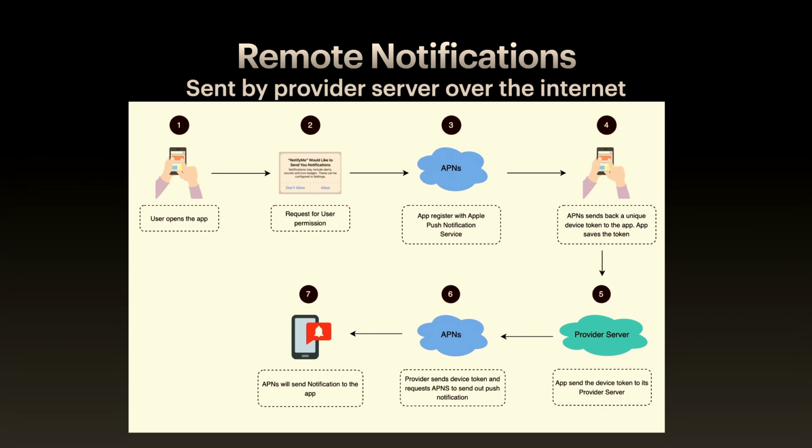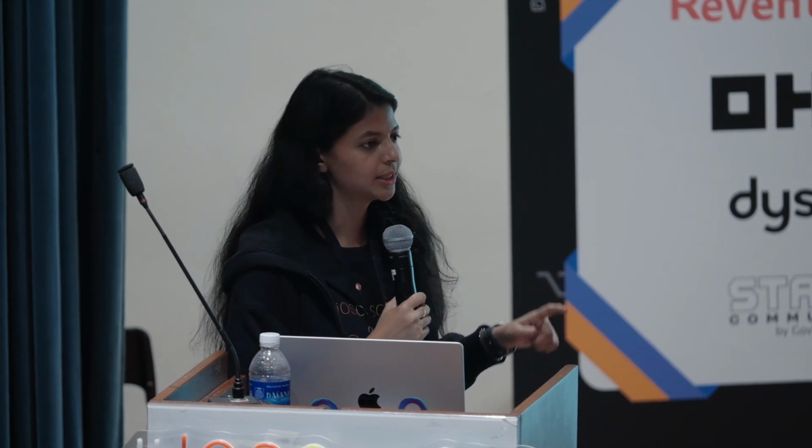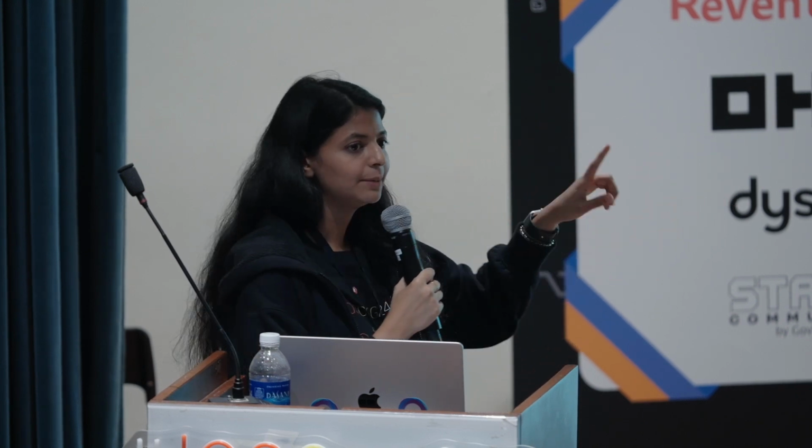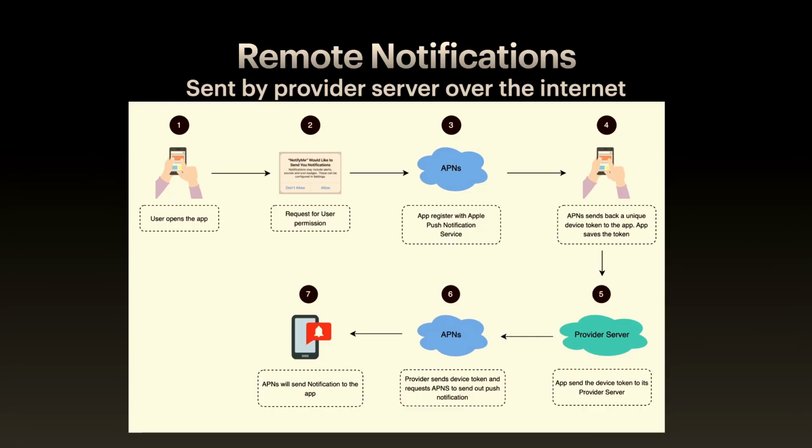Same as before, we show a pop-up to the customer on whether they agree, or we use provisional authorization. In this process, we register the app with the Apple Push Notification service, which is known as APNS. When it is successfully registered, APNS sends back a unique device token for the application to the app. Now your app talks to the provider server, and it saves the device token on the provider server.